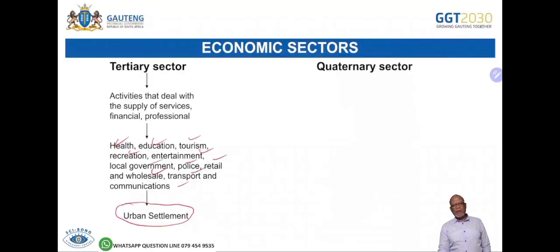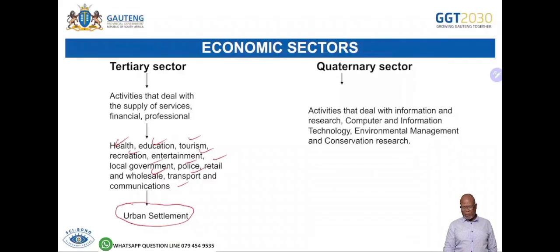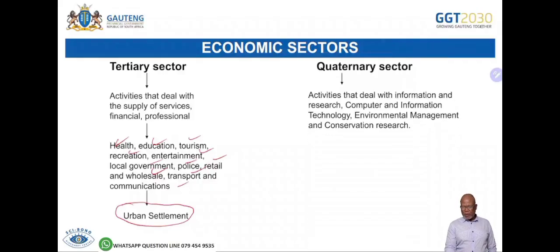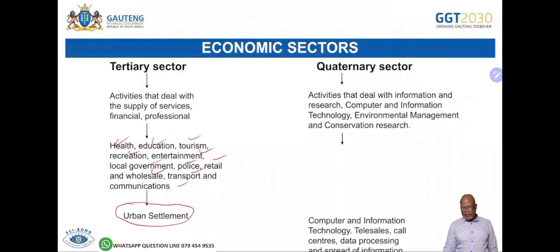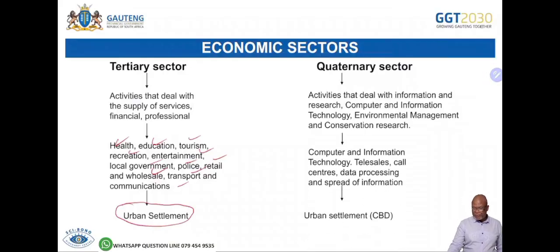Then we have the last sector, which is quaternary sector. What is quaternary sector? Quaternary sector simply refers to the activities that deal with information and research, e.g. your computer and information technology, your environmental management and your conservation. You're looking at your GIS. Your GIS is also an example of quaternary sector, because you can use your GIS to solve a problem. So what does GIS do?